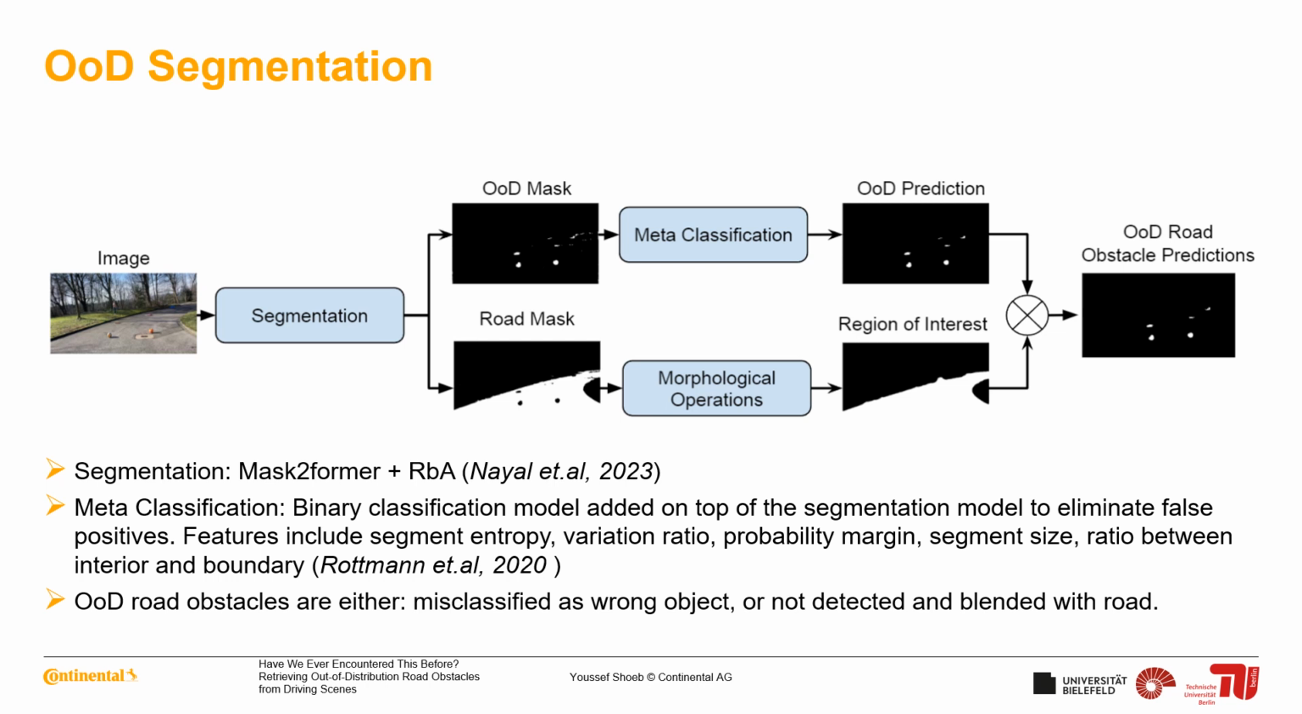So we get the road mask, and then we have to morphologically close any of the gaps that we get in the road mask, because if there's an OOD obstacle, maybe it's missed, but maybe it's misdetected as being something else. So we morphologically close the mask to define a region of interest. And then this region of interest is used to limit the predictions of the OOD objects to being only the OOD objects on the road, which is our road obstacles, OOD road obstacles.